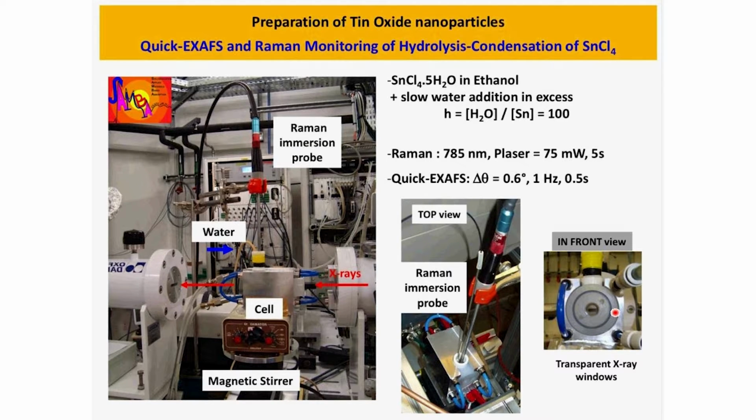The typical time resolution for the collection of Raman was 1 spectrum every 5 seconds, whereas for the quick EXAFS, meaning for the time-resolved X-ray absorption data, we could collect 1 spectrum every 500 milliseconds. But in order to improve the signal-to-noise ratio a little bit, we merged 50 spectra, and the real time resolution actually is 50 seconds for the X-ray absorption spectroscopy.